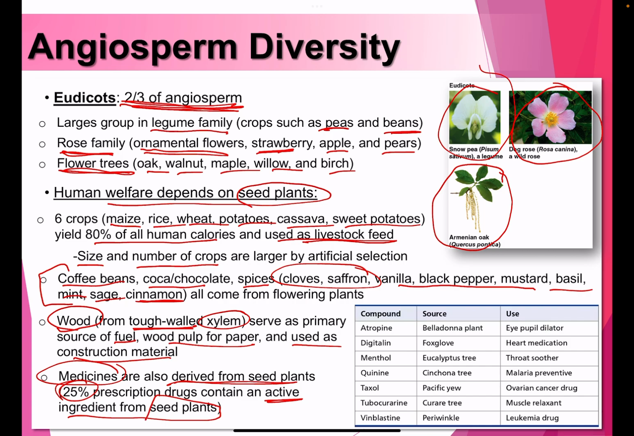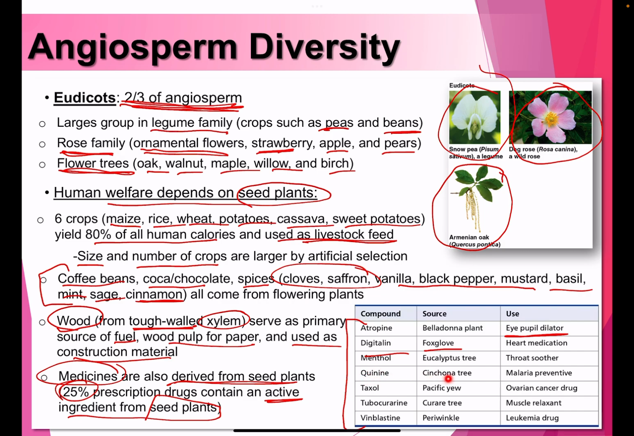And here are just a few of them. There's a much longer list because 25% of them are there, but here's just a short list of them if you are familiar with these. Atropine is from the belladonna plant. It is used as an eye pupil dilator. Digitalin is from foxglove, which is a type of heart medication. Menthol we all have seen and used in our candies and mouthwashes, and this is actually harvested from the eucalyptus tree and is known to be a throat soother.